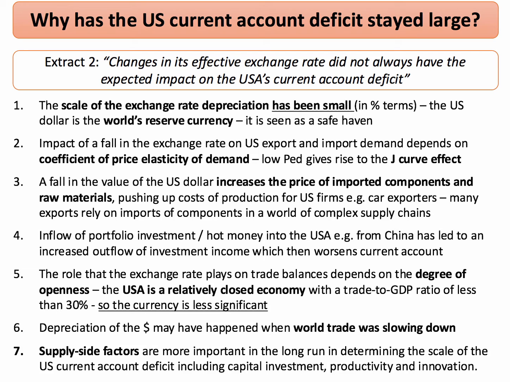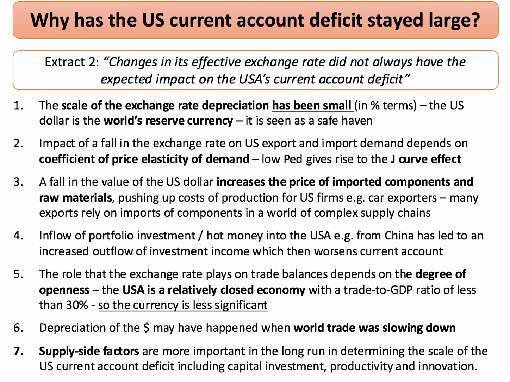The really key point really is point 5, that the impact of an exchange rate depreciation on a country's current account balance depends crucially on how open is an economy. In other words, the trade to GDP ratio. So if we think about a country like Australia or the United Kingdom, for example, or South Korea, they have quite high trade to GDP ratios.